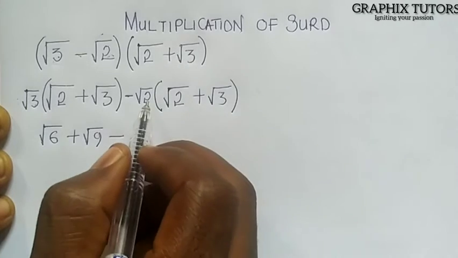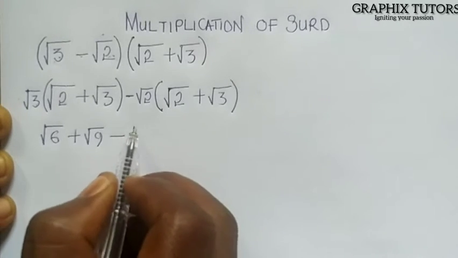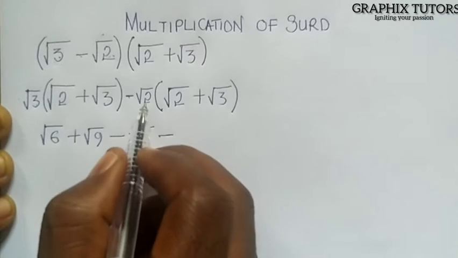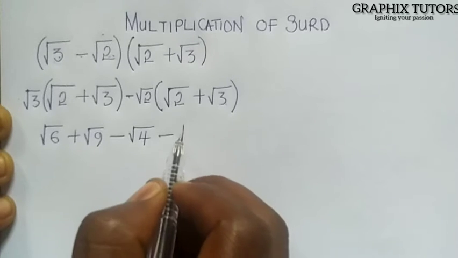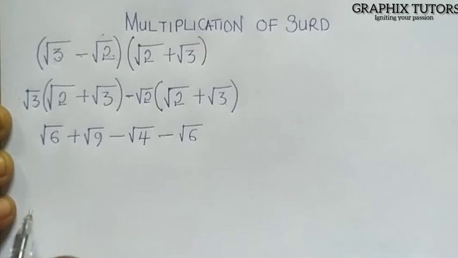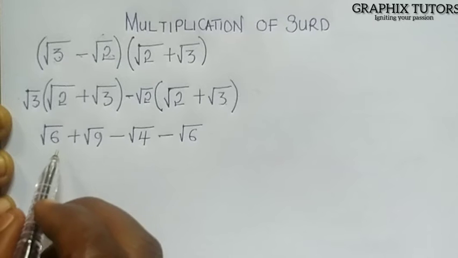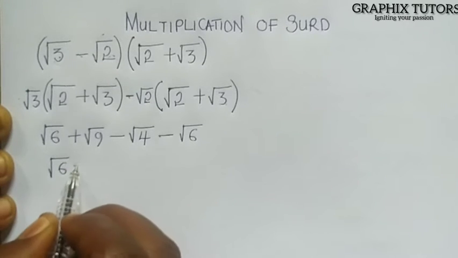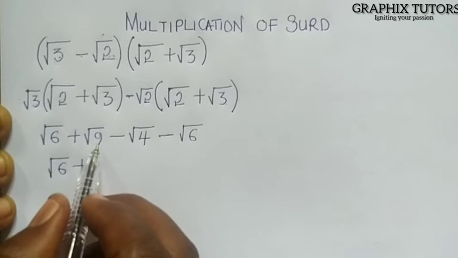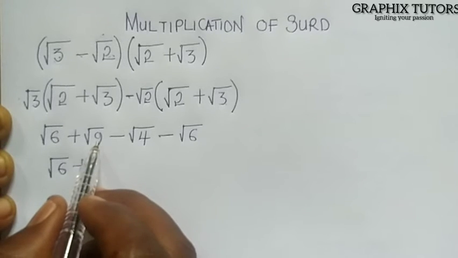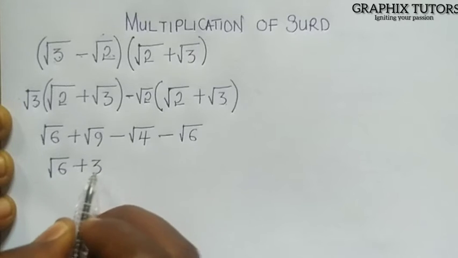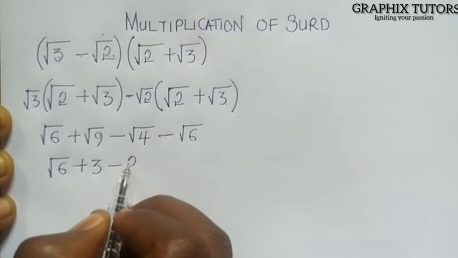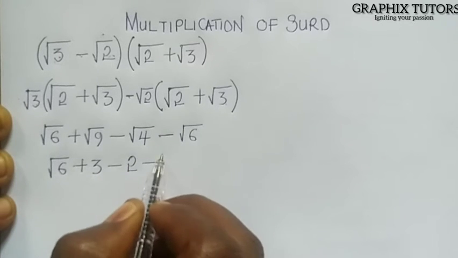Minus 2 times 2 is what? 4. So I write my root 4. Minus times plus is minus. 2 times 3 is what? 6. So I write my root 6. Right? Now we know very well that root 6, we cannot look for the square root of 6. So I write back my root 6. Plus root 9. I can find the square root of root 9 because root 9 will give me what? 3. So I write my 3. Minus root 4, the square root of root 4 is 2. Then minus what? Root 6.